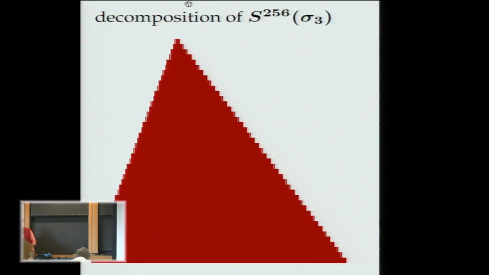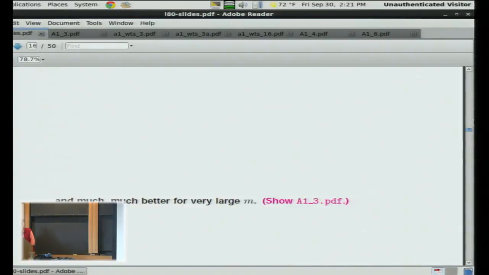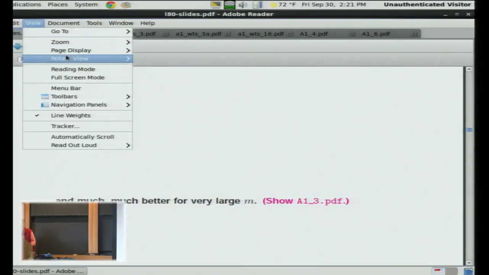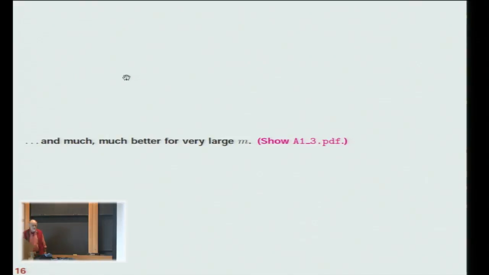Okay. Okay, so hang on, I have to adjust. There we go. There's some little trick I haven't figured out yet. Okay.